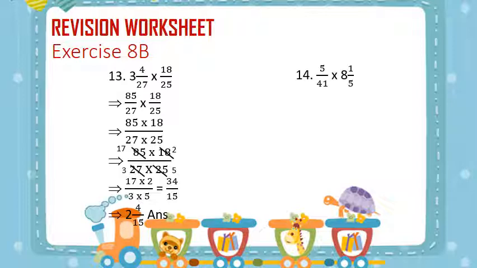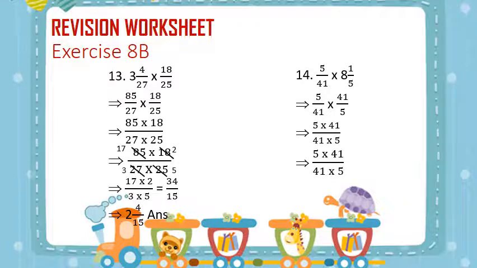Now let's do the next question, which is question number 14. 5 upon 41 multiplied by 8 1 upon 5. So first of all we will change this mixed fraction 8 1 upon 5 to improper fraction. So 5 upon 41 multiplied by 41 upon 5. Now 5 multiplied by 41 upon 41 multiplied by 5.